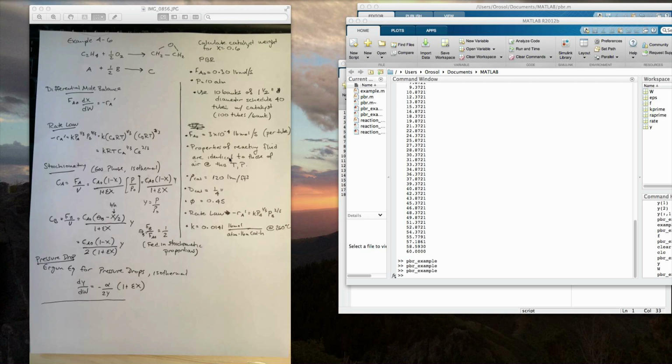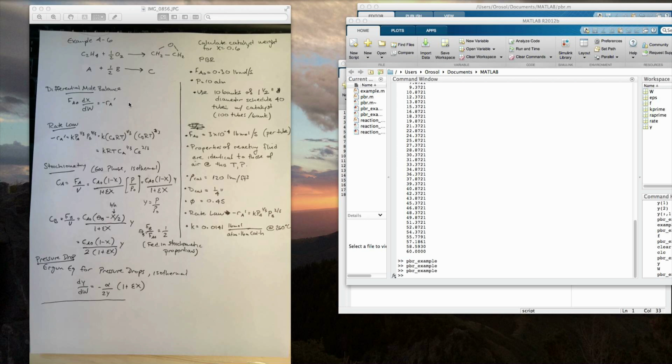And the properties of the reacting fluid are identical to those of air at this temperature and pressure. The density of the catalyst is 120 pound per foot cubed. The diameter of the catalyst is 1/4 inch. The void fraction is 0.45. And then it gives you the rate law, which is k PA to the 1/3, PB to the 2/3. The rate constant is this. And so then we just start this problem like any other problem.